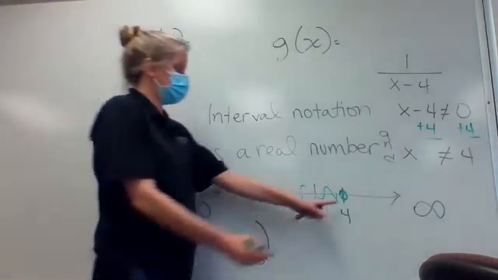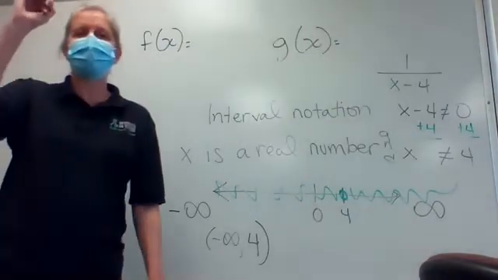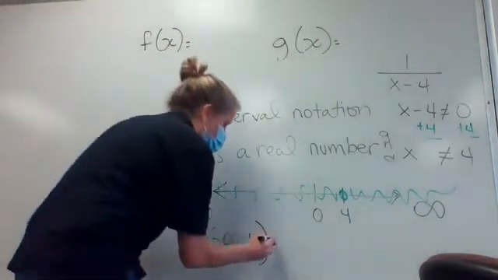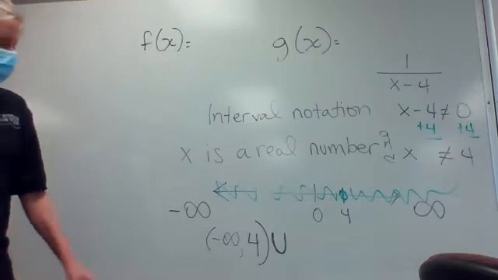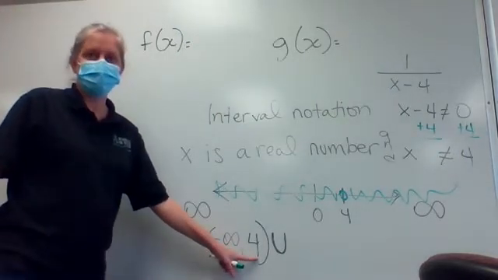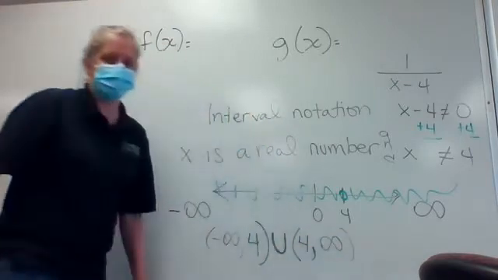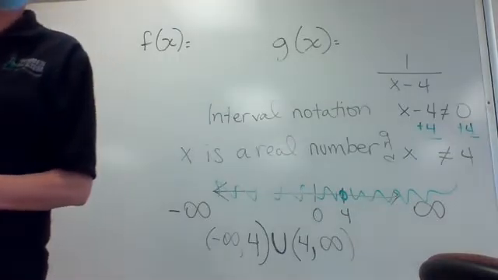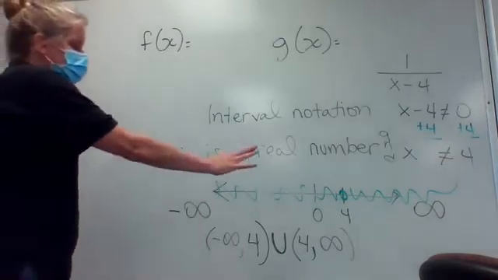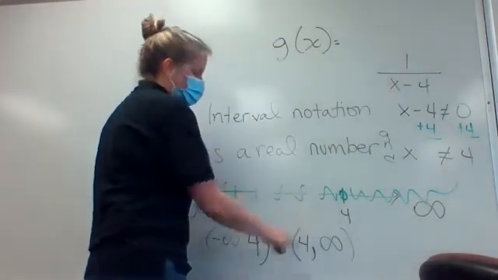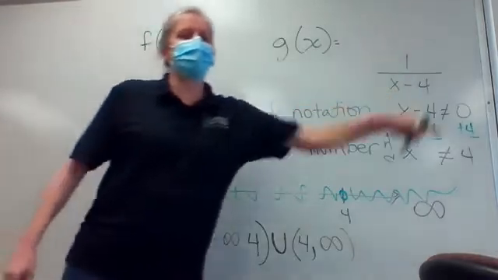What else do I need to represent? 4 to positive infinity, all the numbers above 4. The only number that I want to leave out is 4. The symbol that they use is this U, and it means in union with, or in other words, and. So from negative infinity to 4, and 4 to positive infinity. That is how we do interval notation. I always like to see the number on the number line that I'm trying to omit, which is 4, which means include all the numbers below it and all the numbers above it.